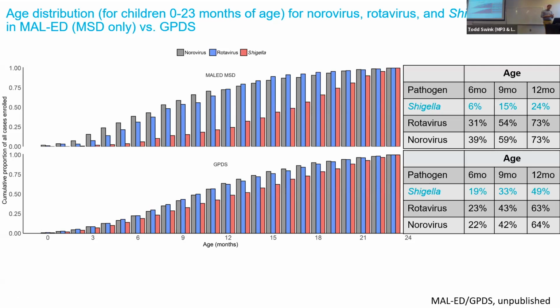Unfortunately, if you look at GPDS and you do the same thing, but MAL-ED is diarrhea in the community of any severity, and GPDS is children hospitalized with diarrhea, it's more like 50% of Shigella in children under 2 is in infants, and a third in children under 9 months of age. So these data have also been influential in the conversation about, if you're developing a Shigella vaccine, when it can be rationally given, and more.